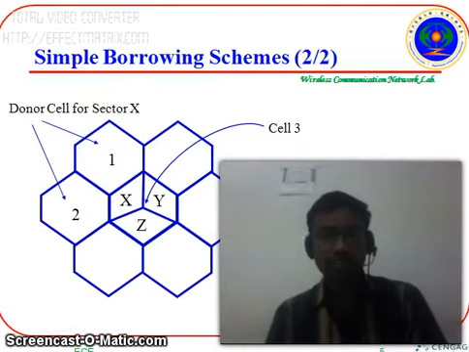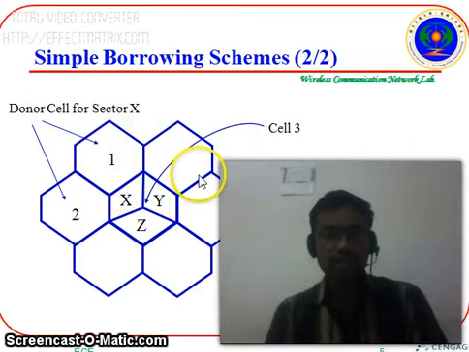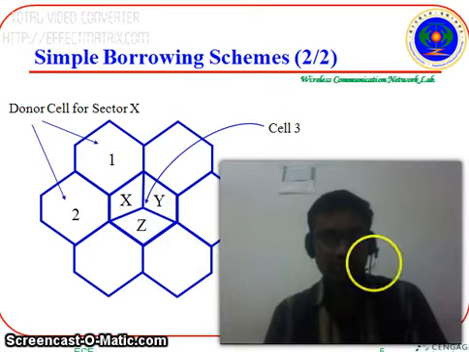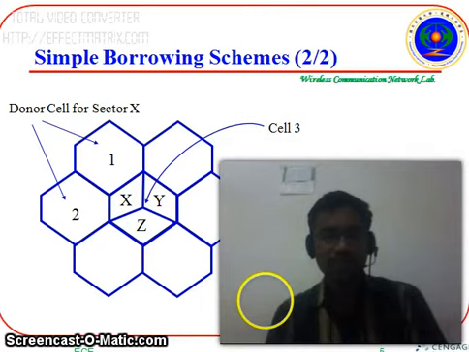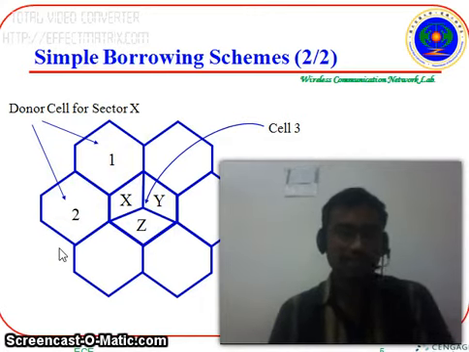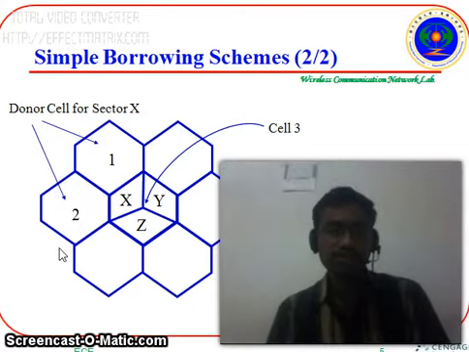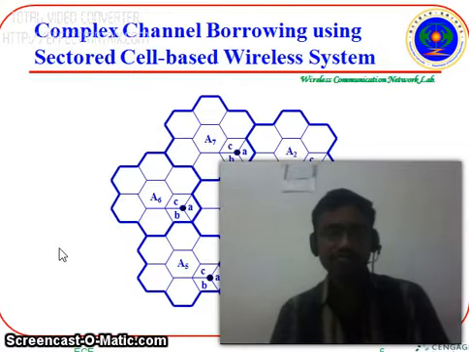This diagram will clearly demonstrate it. Here is one cluster. In the cluster you have cell 1 and cell 2. This is cell 3. This is a sectored cell, taking 3 sectors x, y, z. Suppose a call initiated in sector x of cell 3 can borrow a channel from adjacent cells 1 and 2, since these two cells have free channels. This is the simple borrowing scheme.